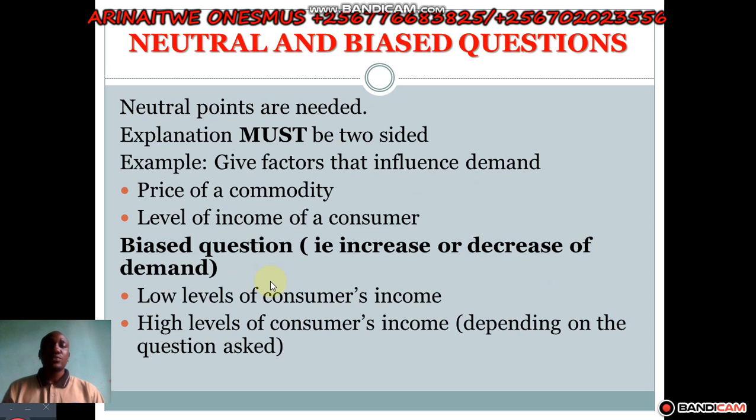When you look at the neutral and biased questions of the papers, neutral questions require neutral points, such as: give factors that influence demand. The points that we need here are price of a commodity, level of consumers' income, which are not biased. When it comes to biased questions, such as factors that influence an increase or decrease of demand, the points that we require are low levels of consumers' income, high levels of consumers' income.